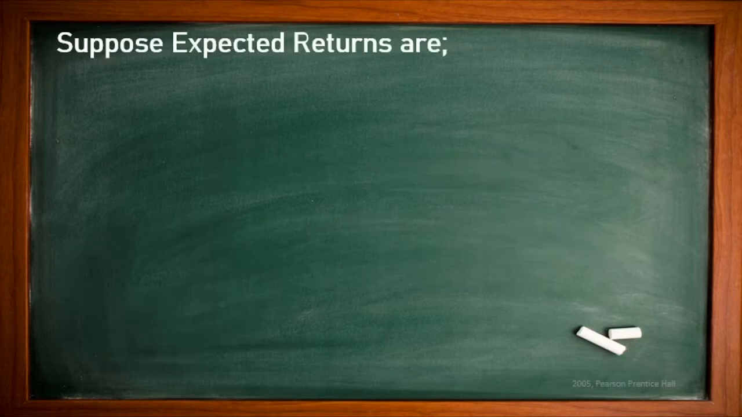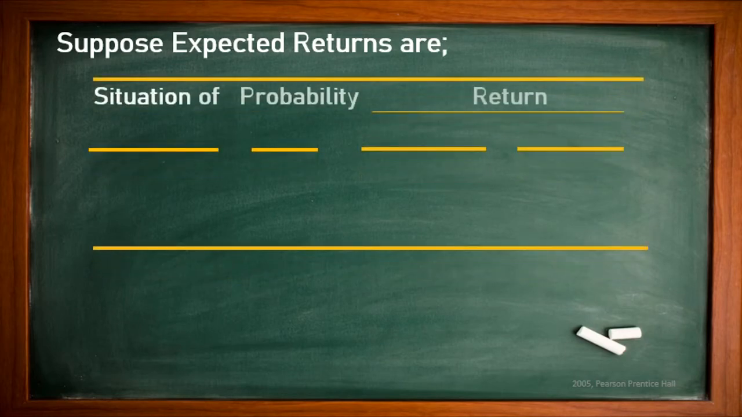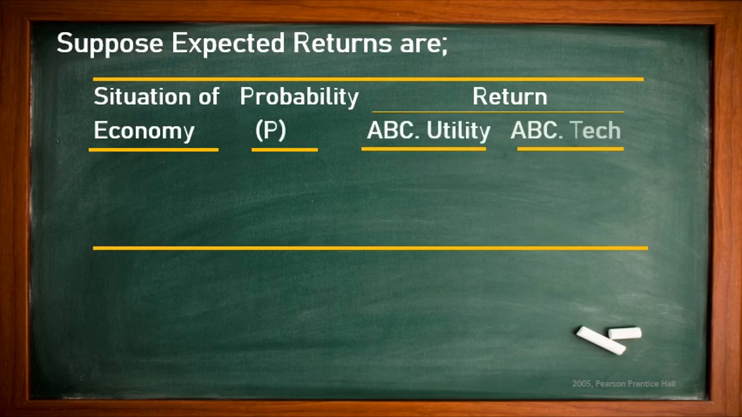Suppose expected rate of return. We will assume the situation of the economy, or we can say the probability of our returns, for ABC Utility as well as ABC Technology. A recession: if a recession stage is there, it means business is going downward. The probability is suppose 20%, or you can say 0.2 out of 1. ABC Utility return is 4%, but ABC Technology is minus 10%. The return will not come, and maybe your investment will give you a negative return. It's assumed to be minus 10% in the recession situation.